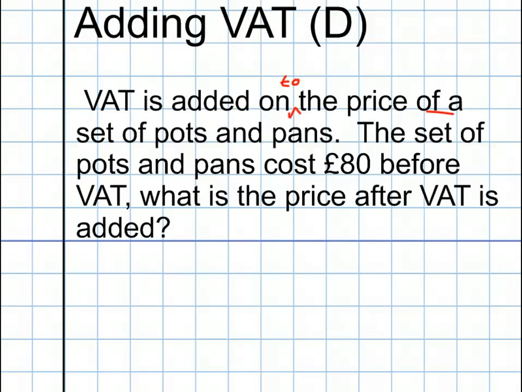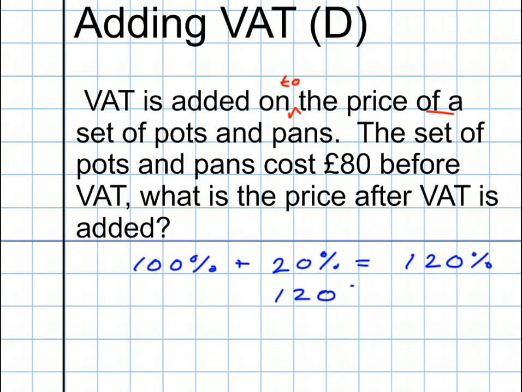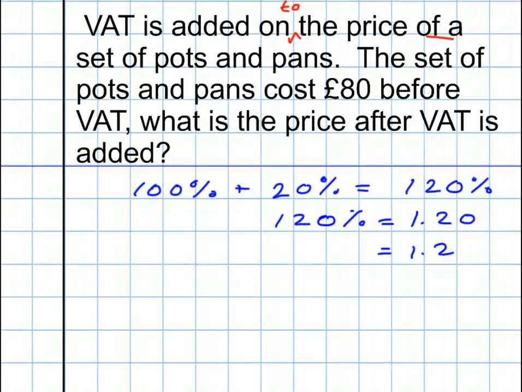Well, I'm going to use the decimal method. So our original amount is 100%. Here goes our lovely government, which is, when I say government, that's just people bossing themselves, bossing you around. It was 120%. 120% equals, as a decimal, 1.20, or better still, 1.2. So, to find the amount after the 20% is added, I'm going to multiply £80 by the decimal 1.2.